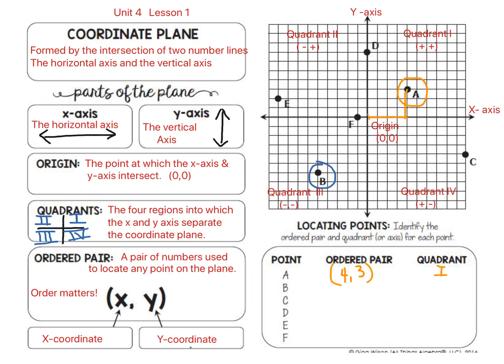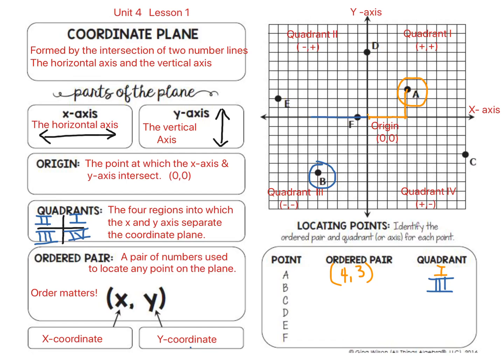Letter B is in quadrant 3. And to get there, starting at the origin, I need to go to the left 5 places. So because I went left, I'm going to put negative. And then I'm going to go down 6. So because I went down, I will also put a negative. And then I'm going to wrap it up in parentheses.